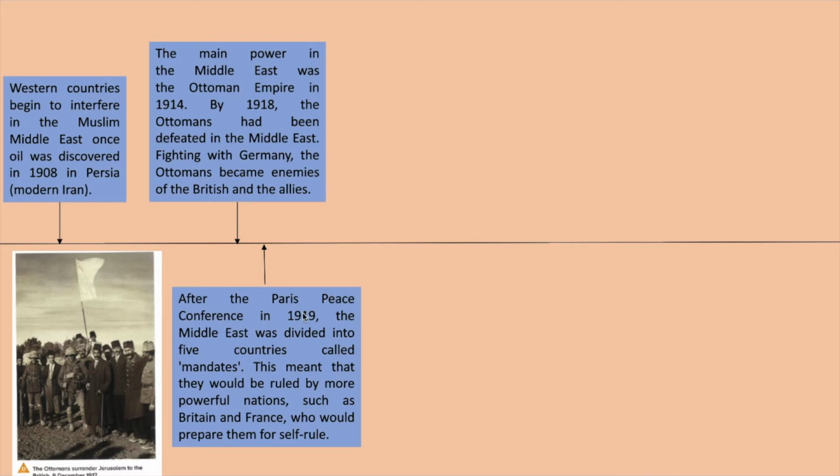And this was decided at something called the Paris Peace Conference. You have learnt about this conference before when you studied the Treaty of Versailles, but we've only looked at the fate of Germany. So this is what happened to the Middle East. The Middle East was divided into 5 countries called mandates, and that meant that they would be ruled by another country, in this case Britain and France, who would supposedly prepare them for self-rule.